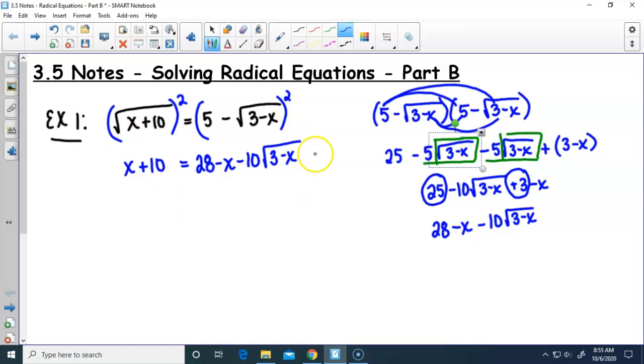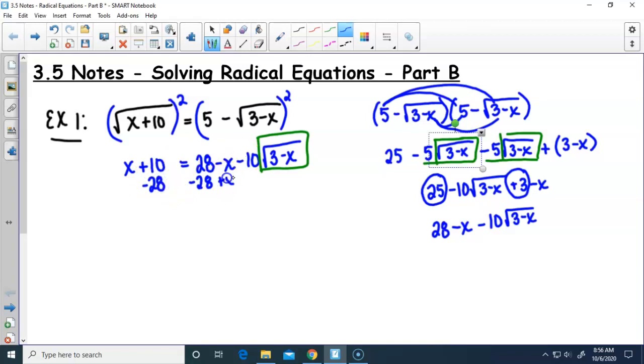So here we have this set up. Now our next step is we want to get this square root right here by itself. So we're trying to isolate the square root. These problems, they get worse before they get better because you've got to get this square root right here by itself, and we're going to have to square both sides once again. So to do that, I could subtract this 28 like this.